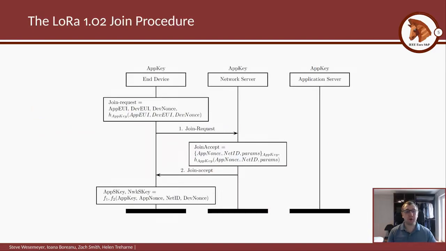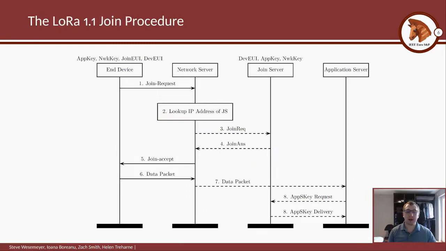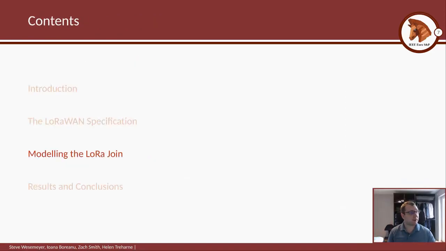You can see here an overview of the LoRa 1.0.2 join procedure, and here the LoRa 1.1 join procedure. Although the aim of the join procedure is to negotiate an encryption key for use with an application server, the server is surprisingly not active during the exchange. Instead, a separate join server is used, and the resulting key is later transmitted to the application server. In addition, a network server acts as a proxy throughout the entire communication process. Let's discuss now some of the details that went into our modeling strategy.